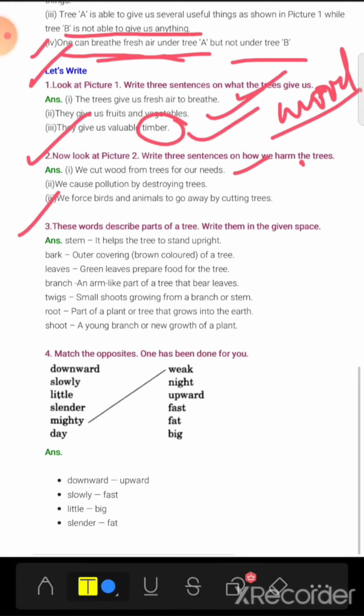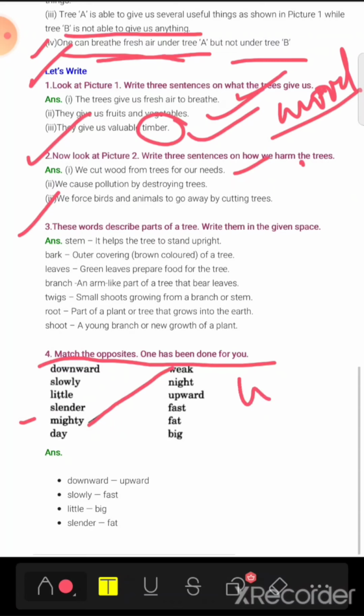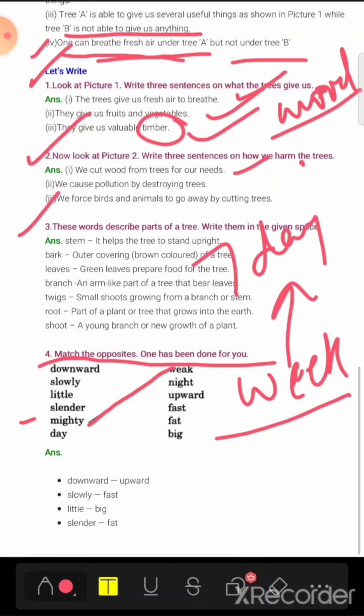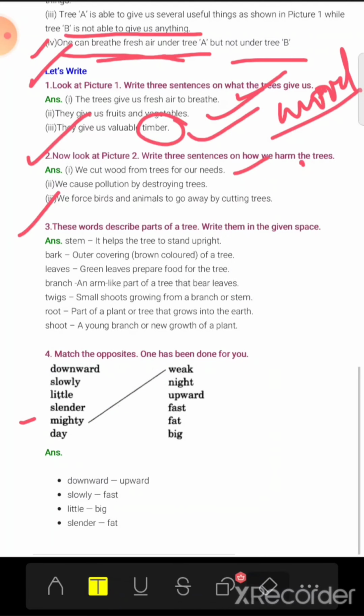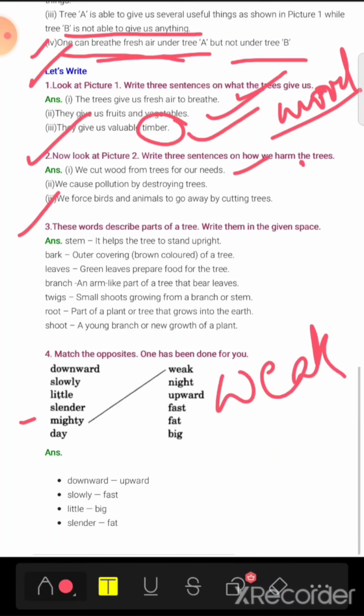Now let's discuss the last one. Match the opposites. One has been done for you. Mighty and weak. As I told you, mighty is powerful, stronger, so the opposite of mighty is weak. And remember, students, W-E-E-K is the days of a week. 7 days make 1 week. But W-E-A-K means the opposite of stronger, opposite of mighty.